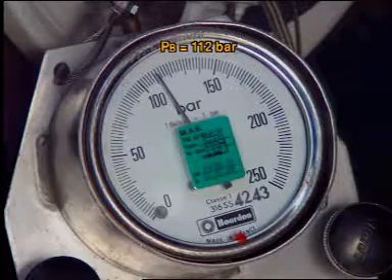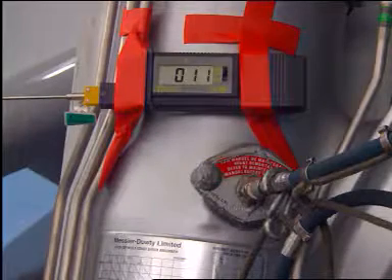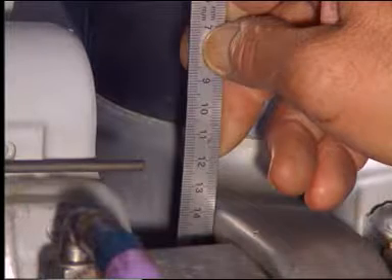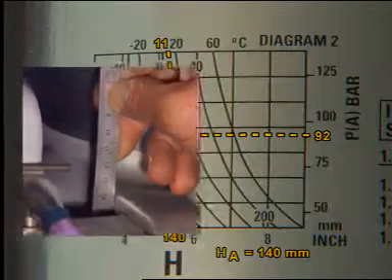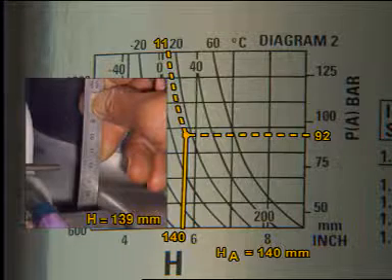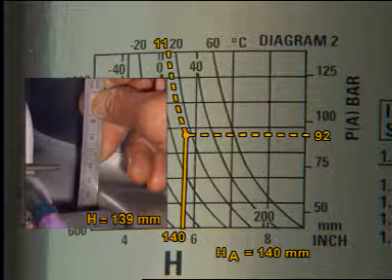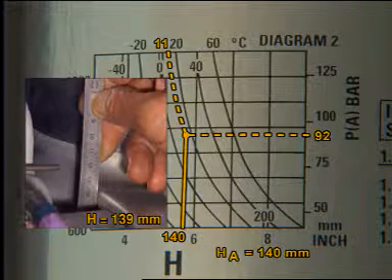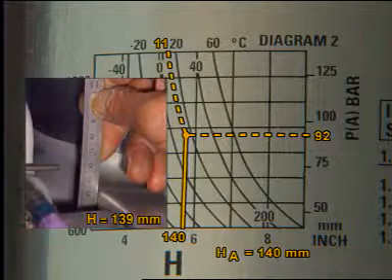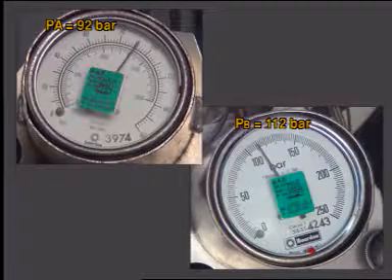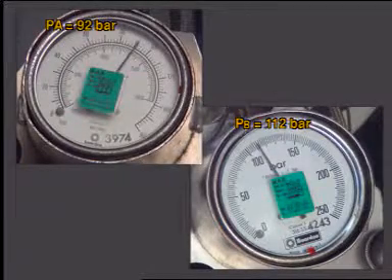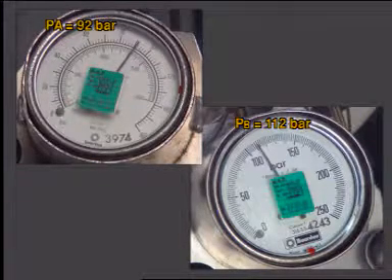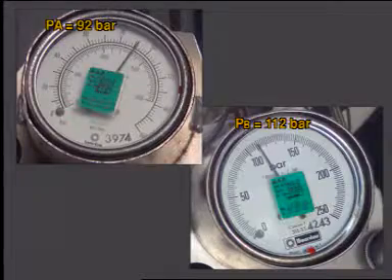Read and write down pressures, the temperature, the dimension H. Using the pressure and the temperature, find the correct dimension H in diagram 2 and make sure that this value is equal to the previous measured value, plus or minus 1 millimeter. Make sure that the difference in pressure at the top charging valve and the bottom charging valve is still more than 10.7 bar.